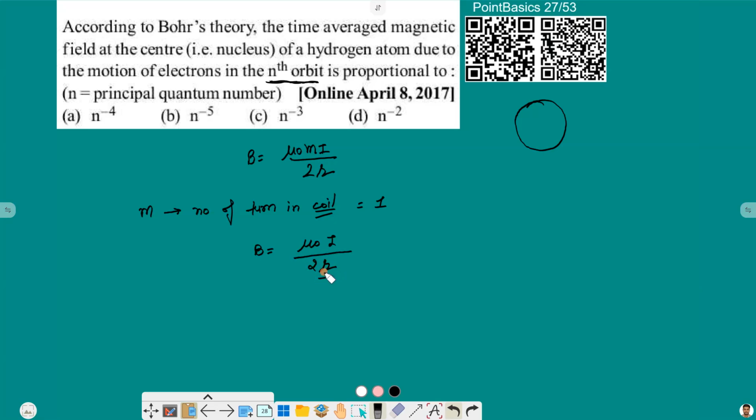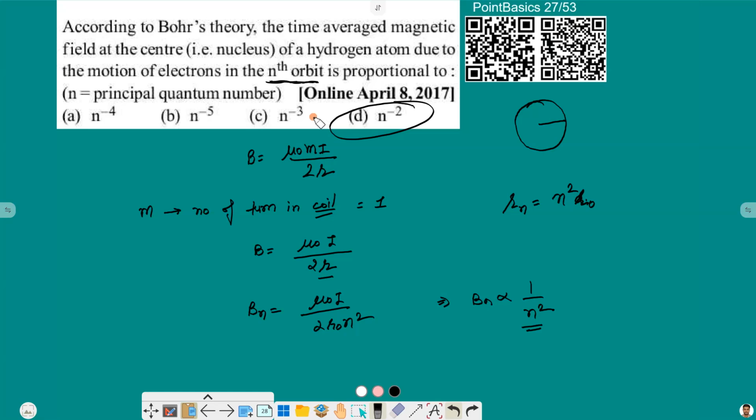Now this r is the radius of the orbit, and if it is the nth orbit, then the radius of the nth orbit will be r_n equal to n squared times r node, where r node is the radius of the first orbit. So the magnetic field due to the nth orbit will be equal to mu node I by twice r node into n square. From this I can write that the magnetic field due to the nth orbit is proportional to 1 by n square, where n is the orbital number. So that is option D for us.